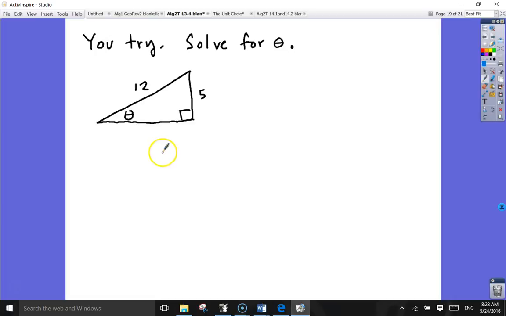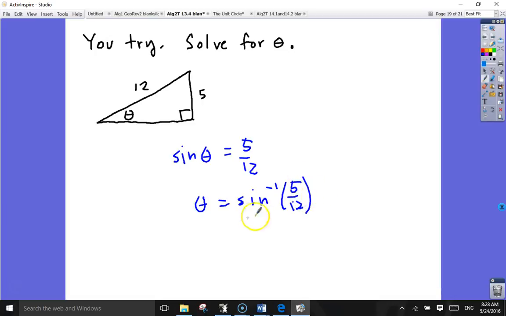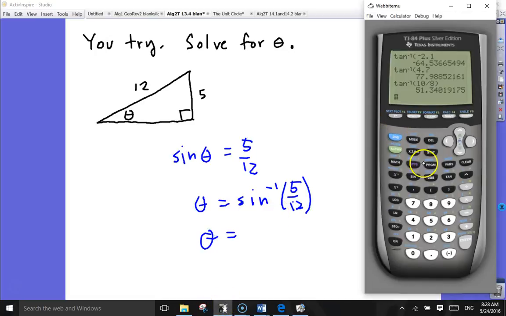Okay. So, which function is this? Sine. Sine of theta equals 5 over 12. Theta equals sine inverse of 5 over 12. Theta equals 24.6.